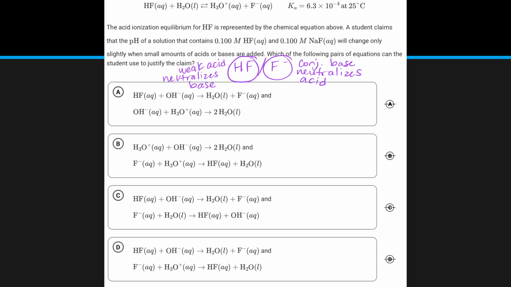So looking at A, we see that our weak acid is neutralizing the base, but in the second equation, we do not have the opposite occurring, so A would not be the correct answer. In B, we can see that our conjugate base is neutralizing added acid, so that would be a correct equation, but we do not have the opposite happening up here, so B would not be the correct answer.